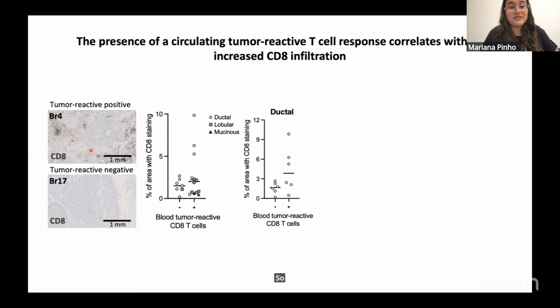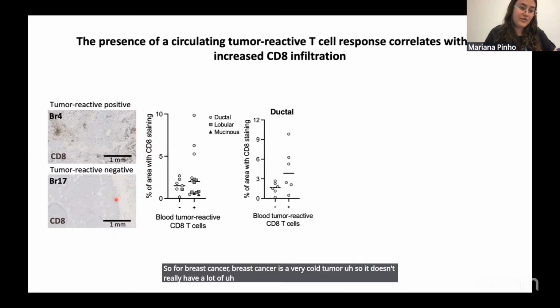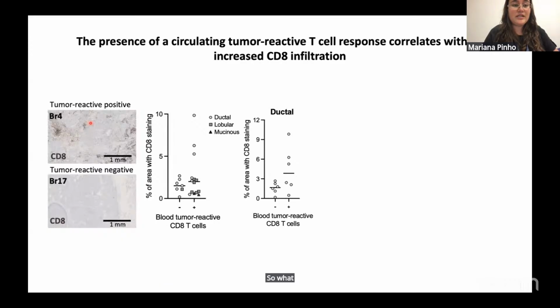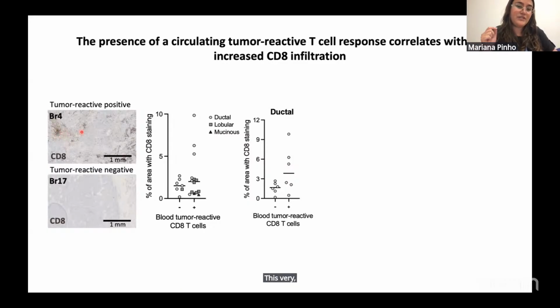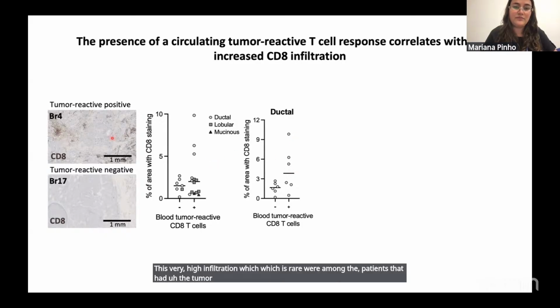Breast cancer is a very cold tumor, so it doesn't really have a lot of CD8 infiltration, except for very few cases. What we observed was that all the 3 patients that we had with this very high infiltration, which is rare, were among the patients that had the tumor-reactive CD8 response.